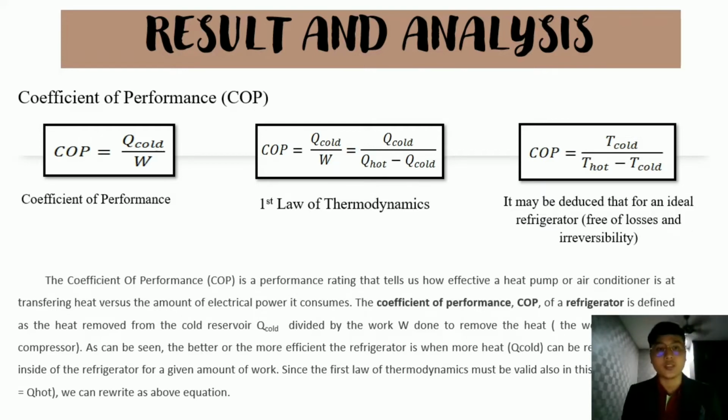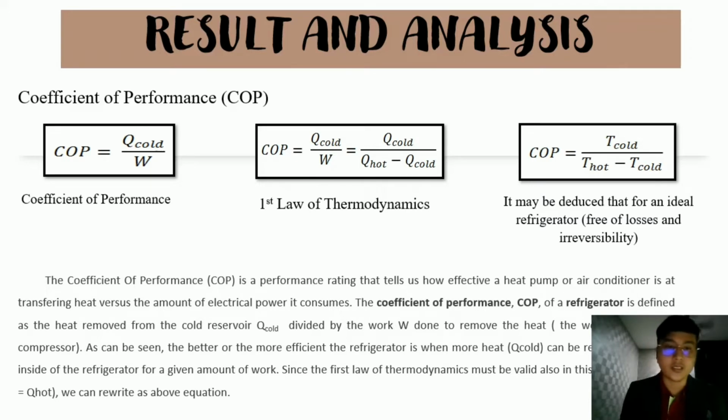What is COP? COP is the coefficient of performance. It's a performance rating that tells us how effective a heat pump or air conditioner is at transferring heat versus the amount of electrical power it consumes. The coefficient of performance of a refrigerator is defined as the heat removed from the cold reservoir, Q cold, divided by the work, as we can see above, which is COP equals Q cold divided by work.